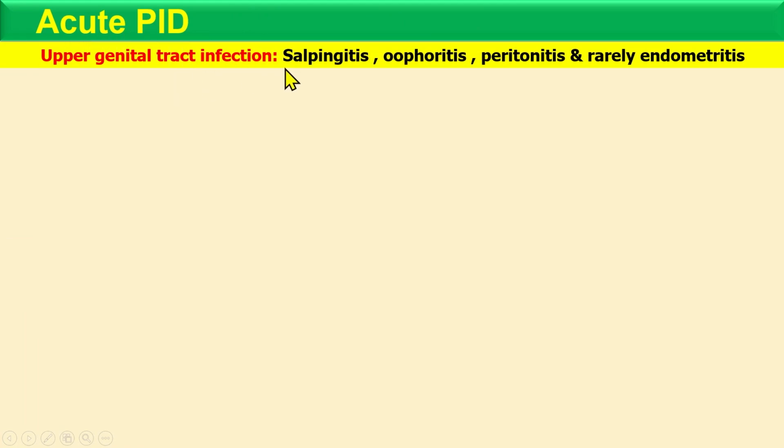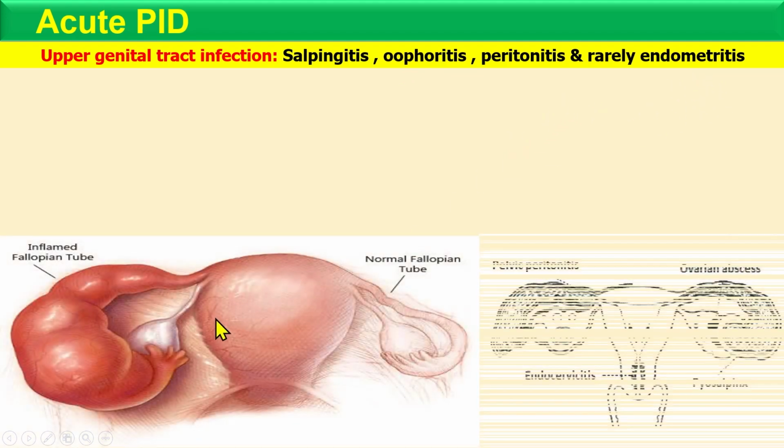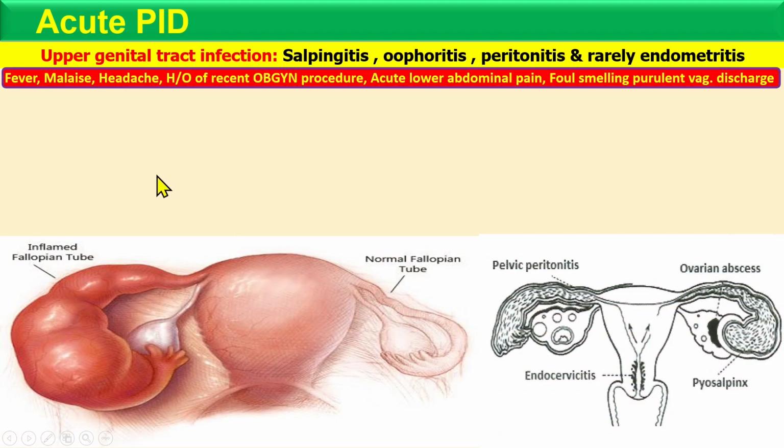It's an upper genital tract infection, where you see salpingitis, oophoritis, peritonitis, and rarely endometritis. Okay, so how does the patient present? They usually present with fever, malaise, and headache, and there is a history of mostly an organ procedure, which breaks the barrier. That's why it causes PID, with acute lower abdominal pain, and they present with vaginal discharge which is foul smelling and purulent, which is positive for the culture.